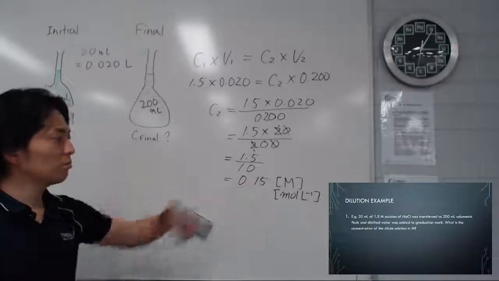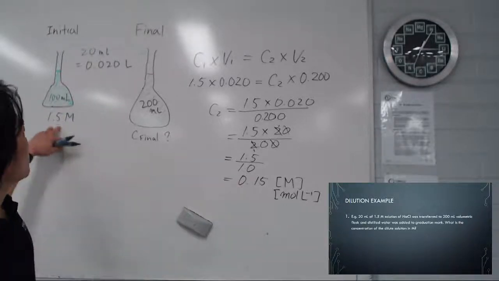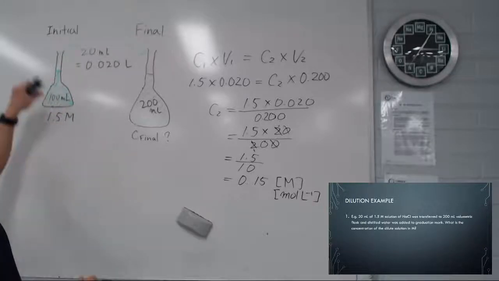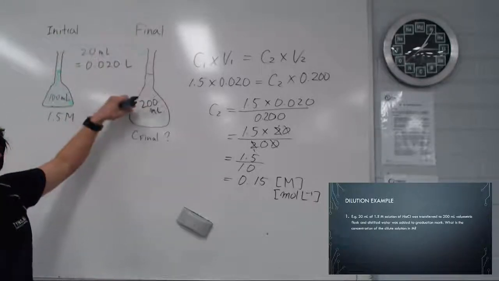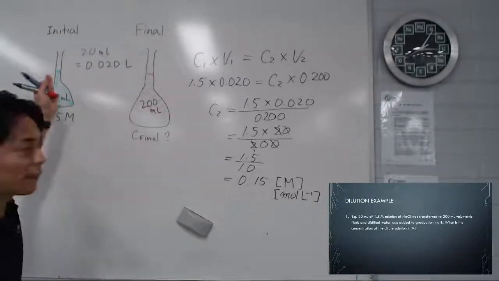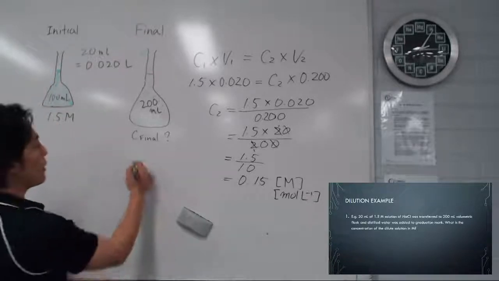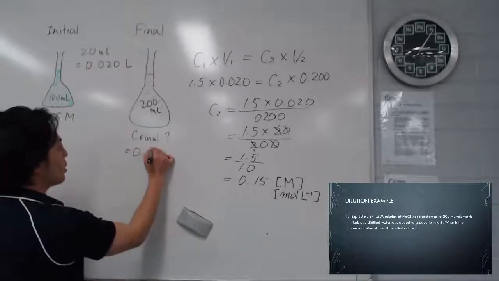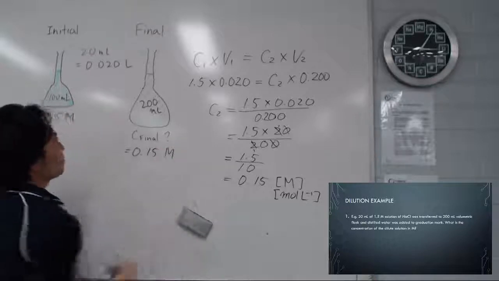So there you go. Compared to the first initial concentration, 20 mL that was used in 200 mL, well, it's really 1/10, isn't it? So 1.5 became 0.15.